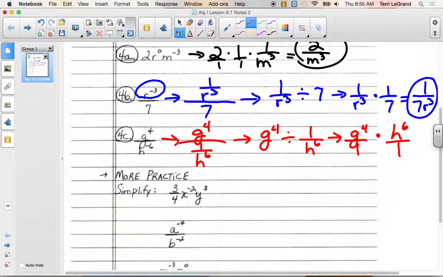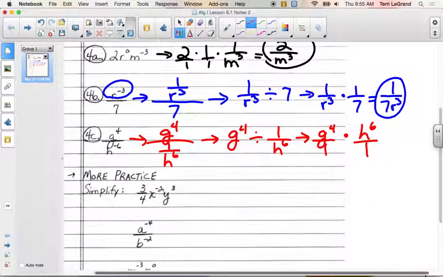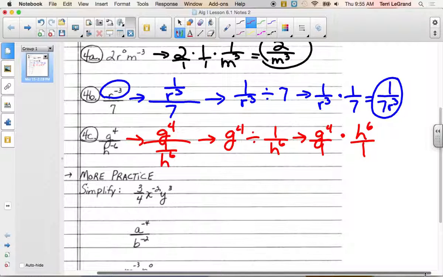G to the 4th can be put over 1. And what do we end up with? G to the 4th times h to the 6th. G to the 4th, h to the 6th. Yeah, we can write it without the multiplication symbol. And when you have just ones downstairs, are they necessary? No. So there's our answer: g to the 4th, h to the 6th. Again, that one should be in your notes also. Compare, how did you do?